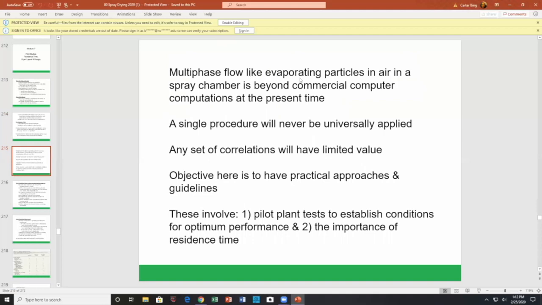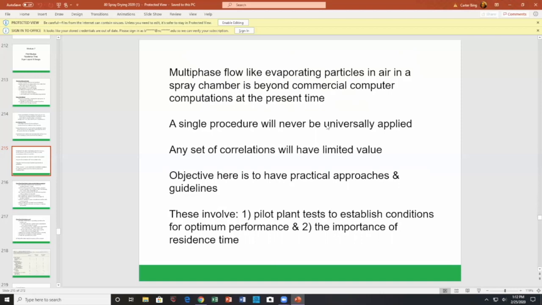Multi-phase flow, like evaporating drops in air in a spray chamber, is beyond commercial computer computation at the present time. This may no longer be true. However, a boiling drop, i.e. these drops are going to boil down to a solid, and that boiling is, again, doing the molasses analogy, might be quite different than what you think it is.